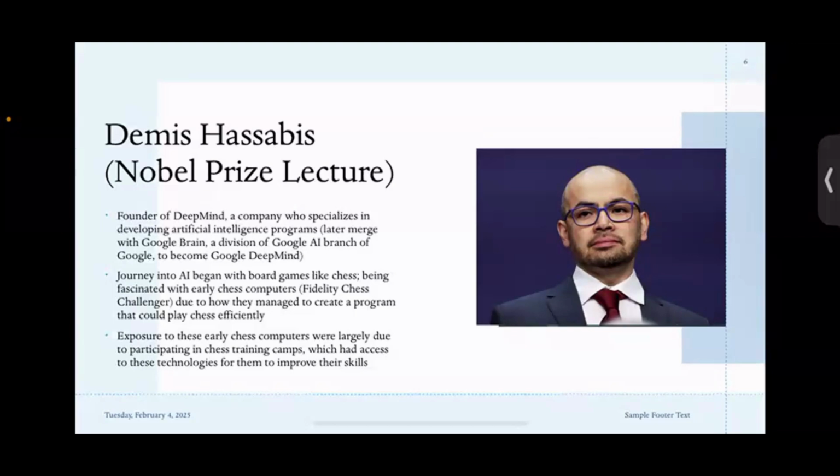Now, his journey into AI began with being inspired by board games, like chess. More specifically, early chess computers like the Fidelity Chess Challenger that he got access to while participating in a chess training camp that had access to these programs in order to allow participants to play against these machines and then improve their skills.